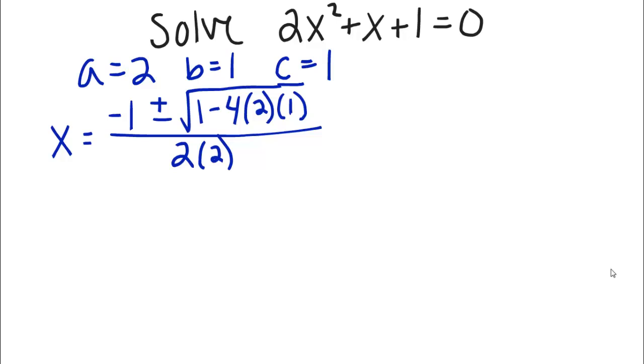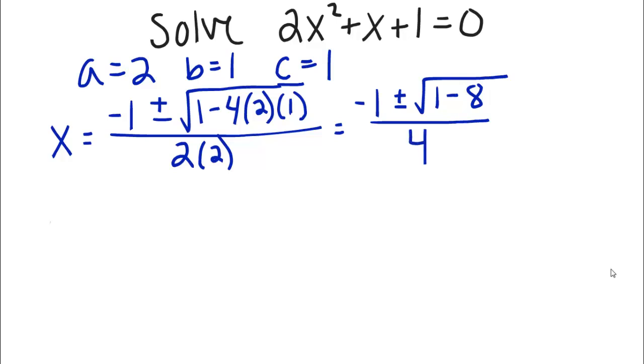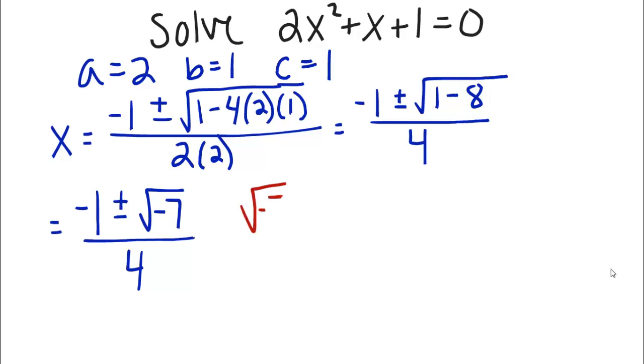Let's simplify what we have in the radical. 1 minus 8, since 4 times 2 times 1 is 8, all over 4. And you might notice that we get a negative number inside the radical. 1 minus 8 is negative 7. This is the first example we've seen where that happens. What does this mean? How can I take the square root of a negative number? Well, if we're sticking with real numbers, we can't. Root negative 7 is not a real number.